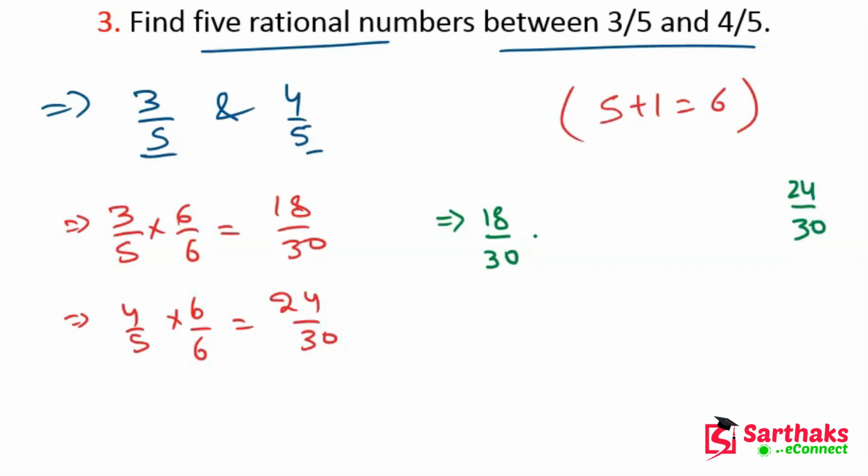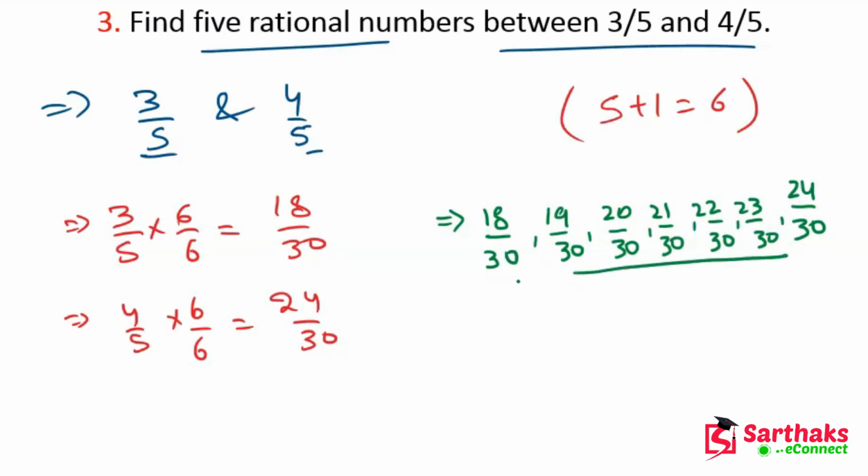So what are these? Here we can see that they are 19 upon 30, 20 upon 30, 21 upon 30, 22 upon 30 and 23 upon 30. So these are the 5 rational numbers between 18 upon 30 and 24 upon 30, and these are equivalent to the rational numbers which lie between 3 upon 5 and 4 upon 5. I hope you understand these things, my dear friends.